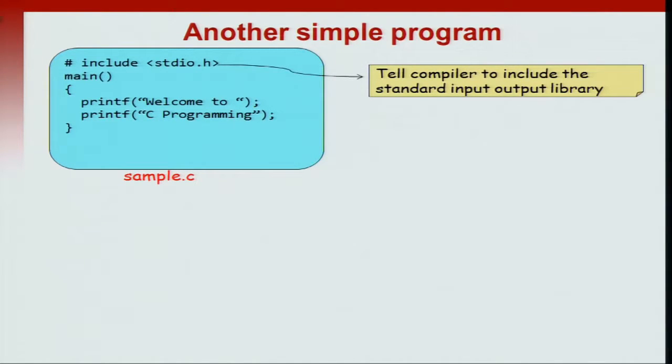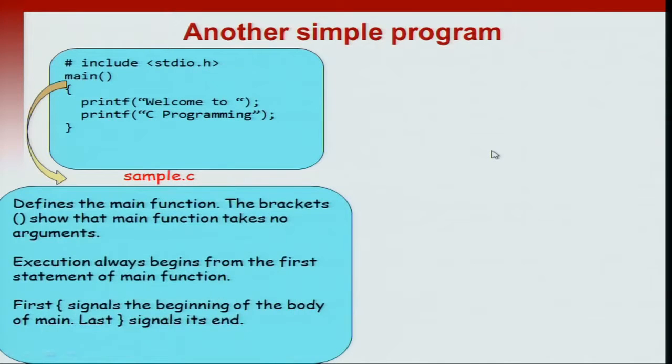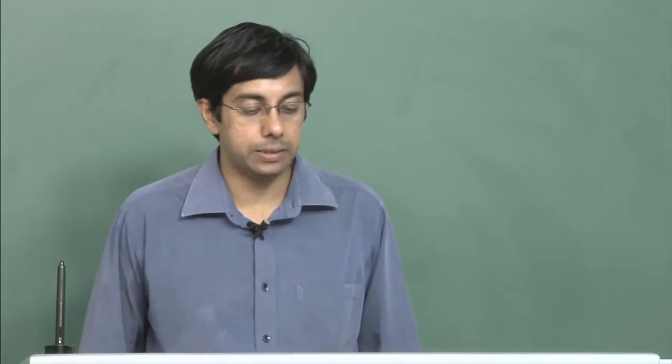So, to recap, the first line hash include stdio.h tells the compiler to include the standard output library. Then we have the main function, the open and close brackets immediately after main show that main is a function. Execution always begins at the first line of the main statement.